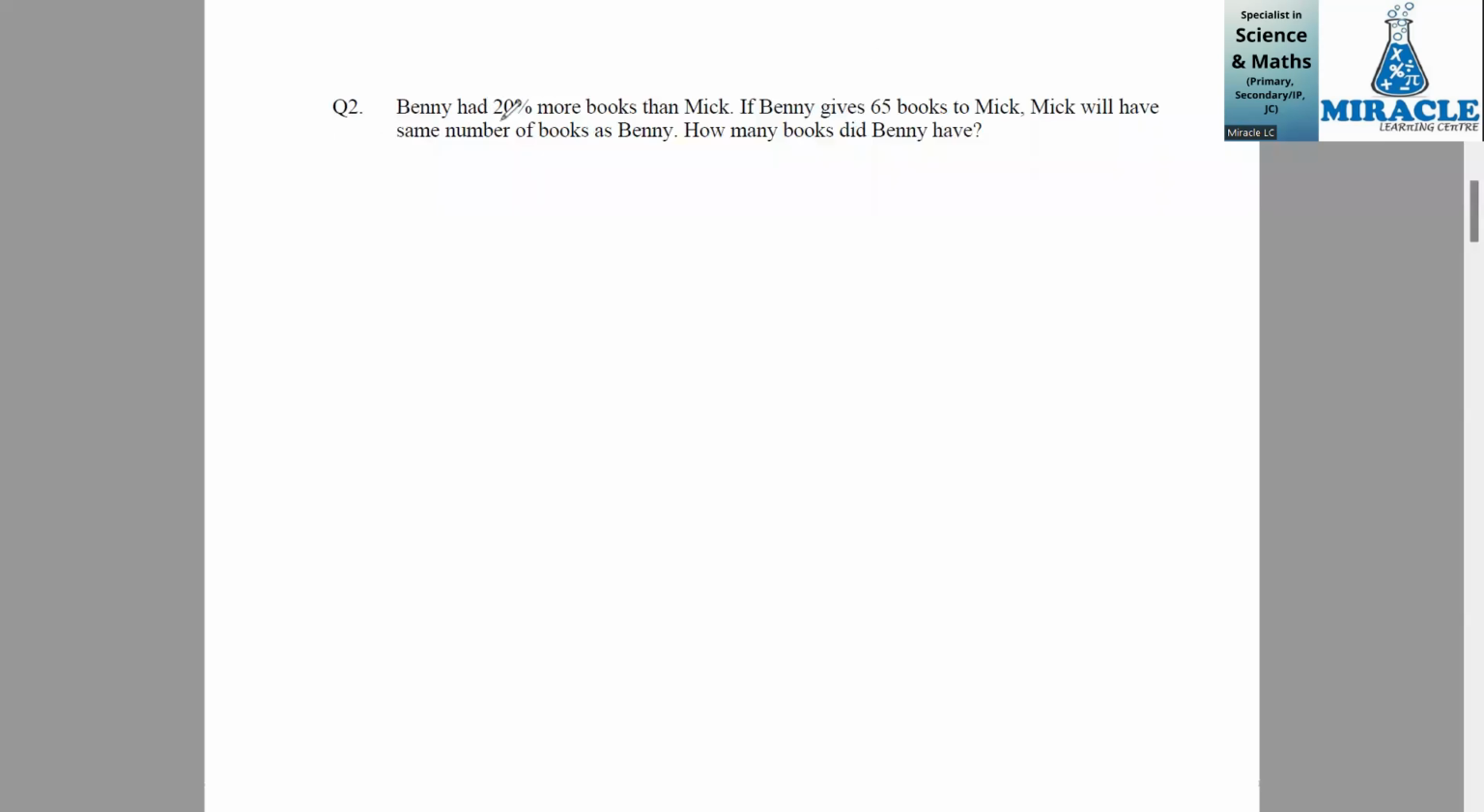Question 2. Benny had 20% more books than Mick. If Benny gives 65 books to Mick, Mick will have the same number of books as Benny. So how many books did Benny have?